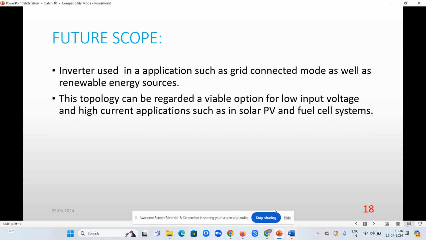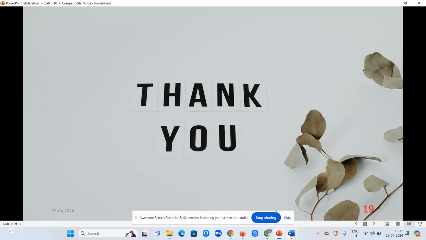The future scope of the proposed inverter is in applications such as grid-connected mode as well as renewable energy sources. This topology can be regarded as a viable option for low input voltage and high current applications such as in solar PV and fuel cell systems.